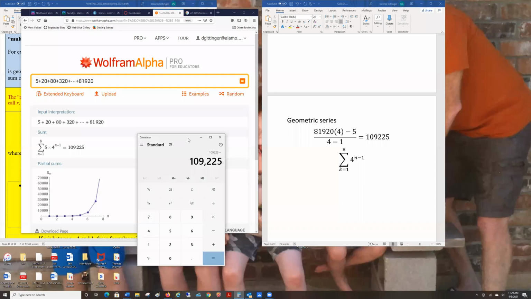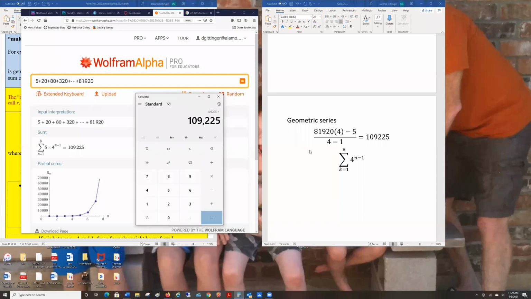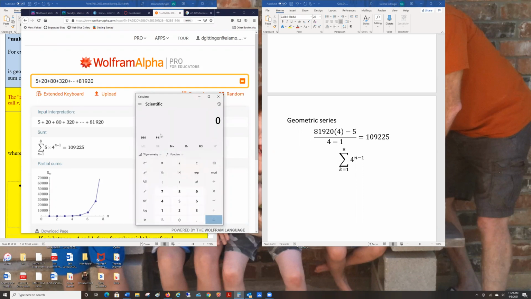Now, here's something that most people have forgotten. When you plug in 1, you do n minus 1, and n minus 1 is 0. Most people think that 4 to the 0 power is 0. It is not. 4 raised to the power of 0 is actually 1. Really? Yep, it just is.